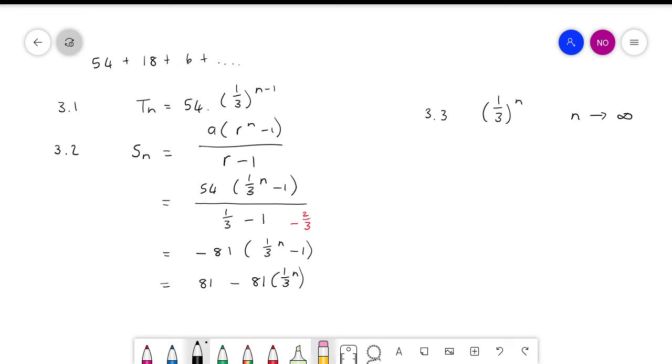Now, the answer is simple, but I'm going to show you guys why. That is actually a graph. Do you guys remember that graph? It's an exponential graph. Okay?